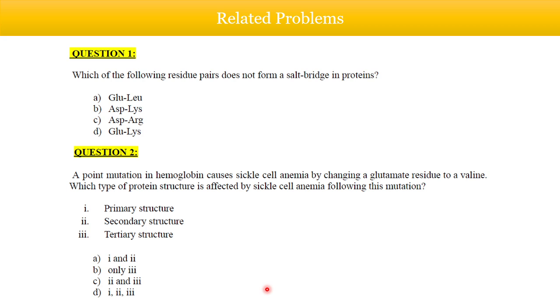Okay, so which of the following residue pairs does not form a salt bridge in proteins? Which of the following residue pairs does not form a salt bridge in proteins? Glutamic acid, leucine; aspartic acid, lysine; aspartic acid, arginine; glutamic acid, lysine. Very easy question.